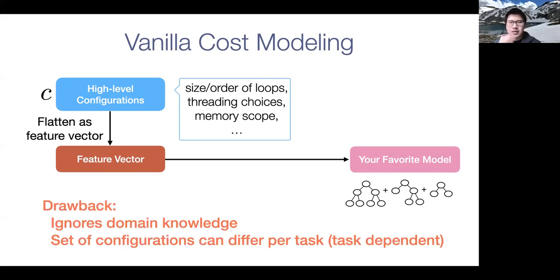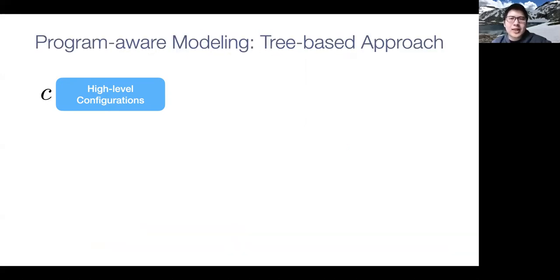The problem of this approach is that it ignores the domain knowledge that we are doing program-aware modeling. And because different tasks might have different configuration spaces, we can no longer share the same cost model across different tasks. So what we'll do is take one step further.